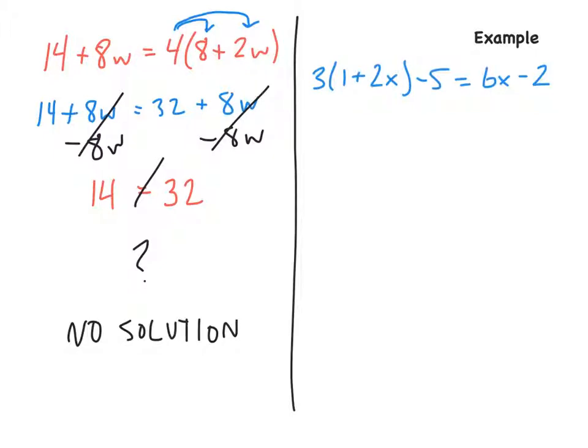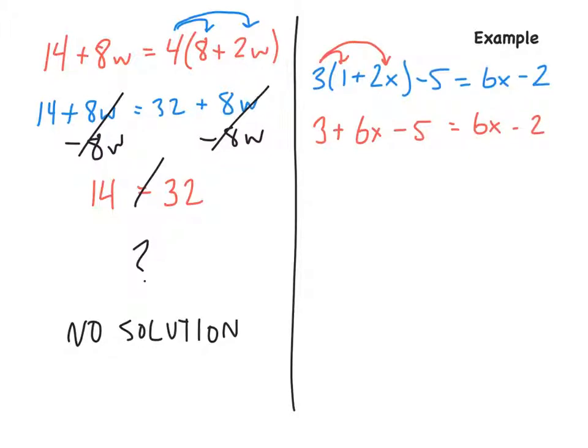Okay, so we have 3 times the quantity of 1 plus 2x minus 5 is equal to 6x minus 2. So the very first thing, simplify both sides of the equation. If we have 3 times the quantity of 1 plus 2x, distribute. Distributive property. Every time that you see a number next to parentheses. So 3 times 1 is 3, plus 3 times 2x is 6x. And you bring down this minus 5 is equal to 6x minus 2.